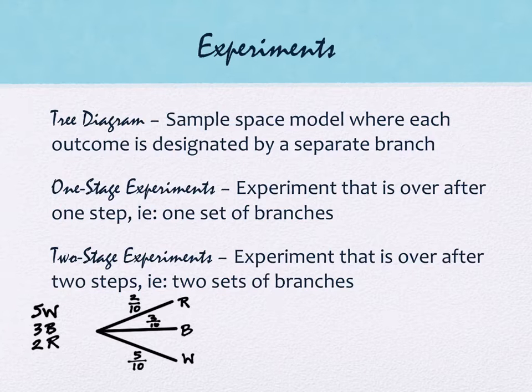I usually do my diagrams from left to right this way. You can do them top to bottom. So instead of drawing it like this, I could have just as easily drawn it like this. It doesn't matter if it's going vertically or horizontal. It doesn't make any difference.